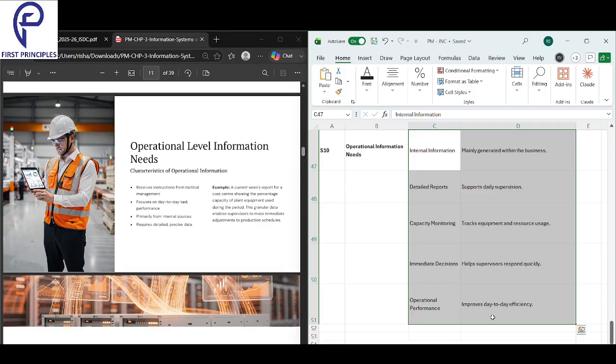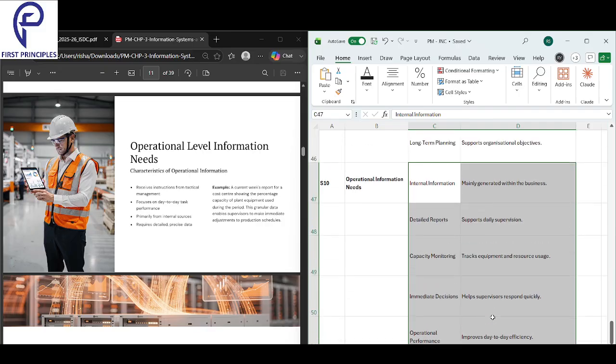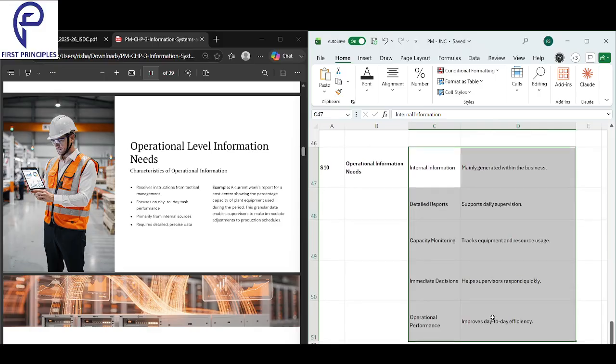Mainly generated within the business only, supporting daily supervision, tracking the equipment and resource usage. Immediate decisions can be taken. It helps the supervisor respond quickly. Operational performance will tend to be more day to day. It focuses on day to day, immediate decisions, capacity and monitoring, detailed reports, and internal information.